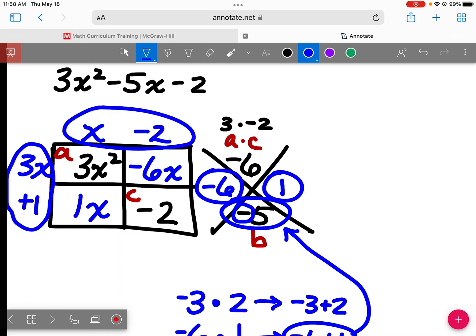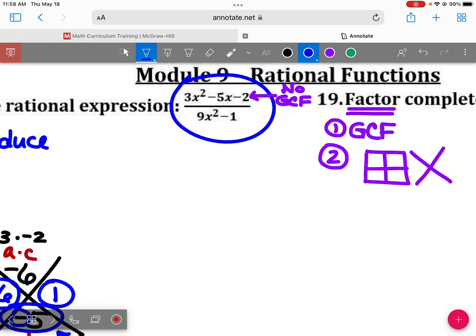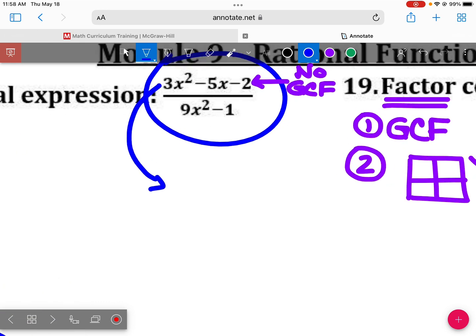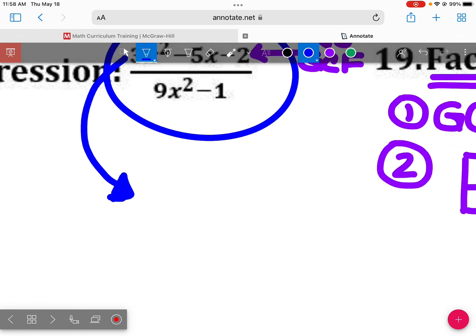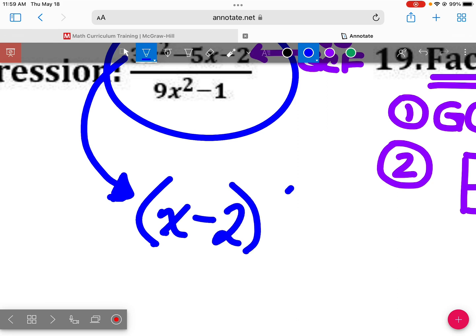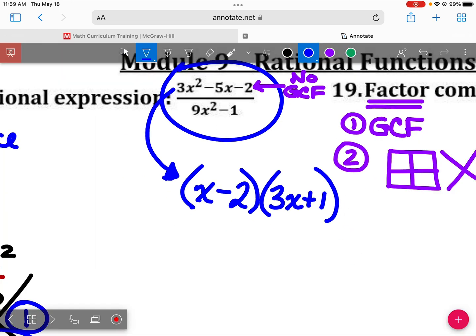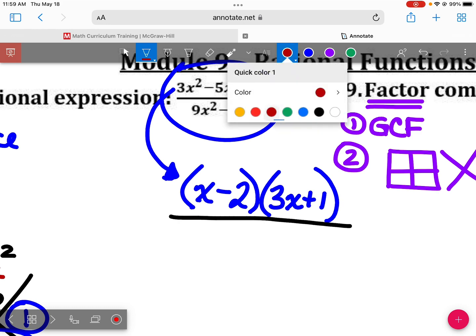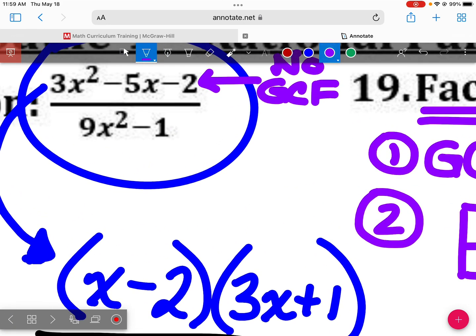So this numerator factors to be x minus 2 times 3x plus 1. Yes, you can put a 1 there. Then we go to factor the denominator. Does the denominator have a GCF? No GCF.